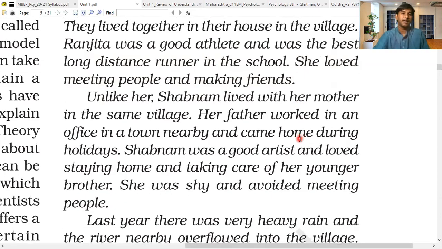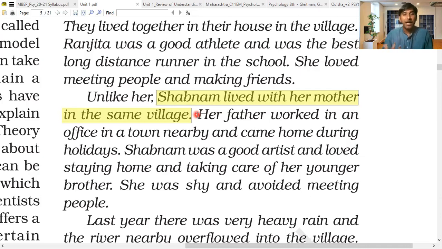Unlike her, Shabnam lived with her mother in the same village. Ranjita and Shabnam were in the same village, but Shabnam was different. Shabnam's father worked in an office in a town nearby and came home during holidays, like Sunday or a public holiday. Shabnam's father works in the nearby town.